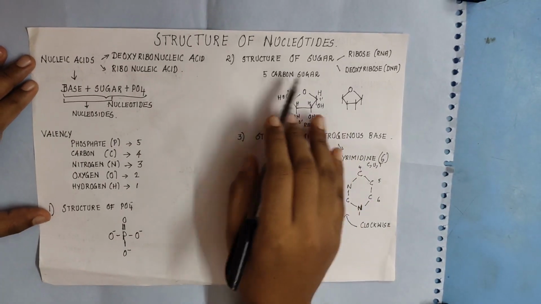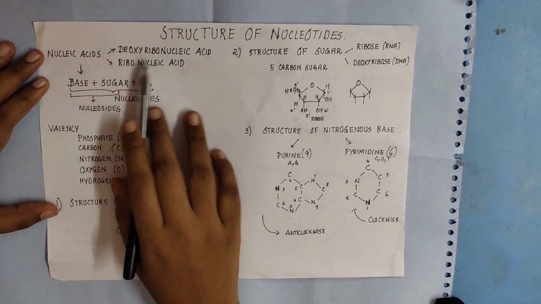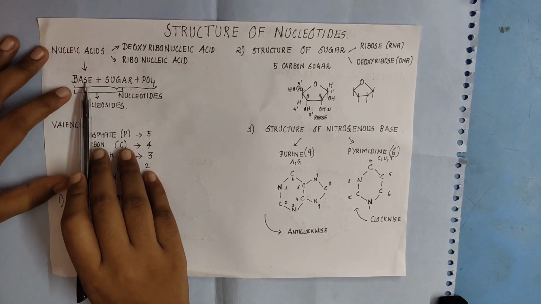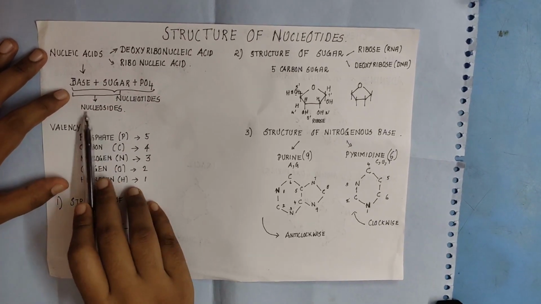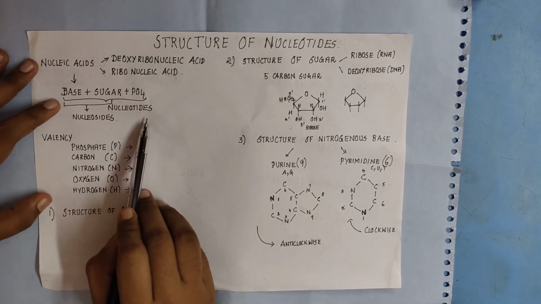Structure of nucleotides. Nucleic acids are made up of nucleotides. They are of two types: deoxyribonucleic acid and ribonucleic acid. The nucleotides are base plus sugar plus phosphate. Base and sugar alone is called a nucleoside. Base plus sugar plus phosphate is called a nucleotide.